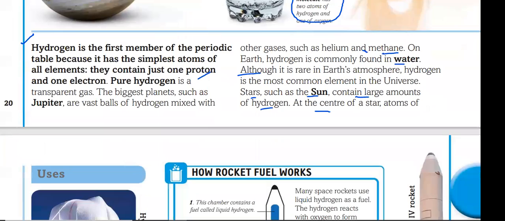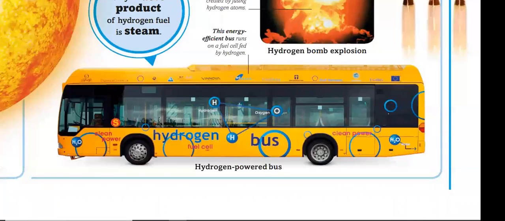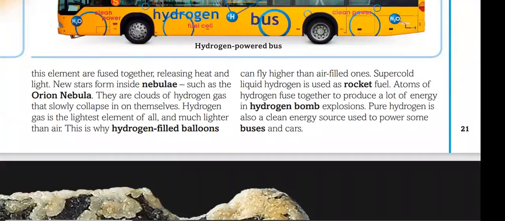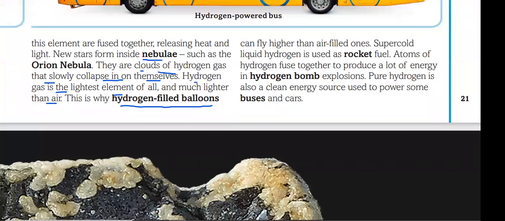Atoms of this element are fused together, releasing heat and light. New stars form inside nebulae, such as the Orion Nebula, as their clouds of hydrogen gas slowly collapse in on themselves. Hydrogen gas is the lightest element of all, much lighter than air. This is why hydrogen-filled balloons can fly higher than air-filled ones.